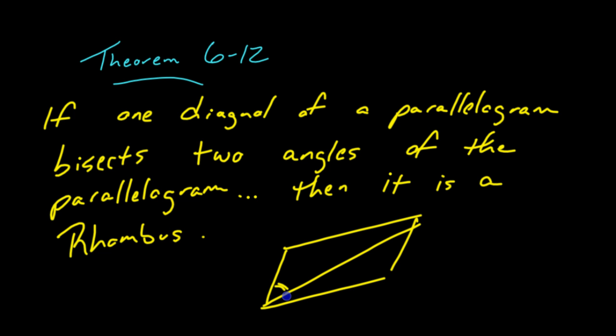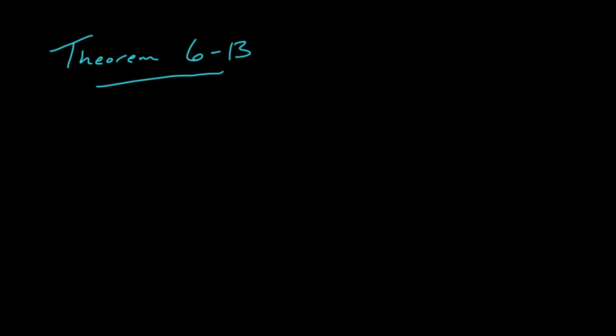We have a diagonal. If you're given something that looks like this, and it bisects both angles. Now here's the key too, guys. It's got to bisect the angle from the left and the angle from the right. So if it bisects both of them, it's always going to be a rhombus. All right, 6-13 kind of follows that same idea.